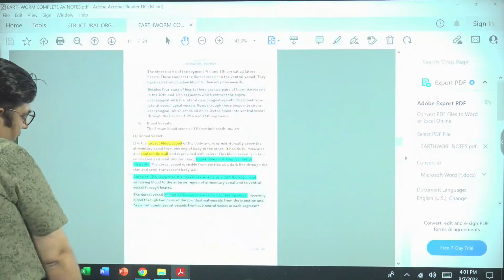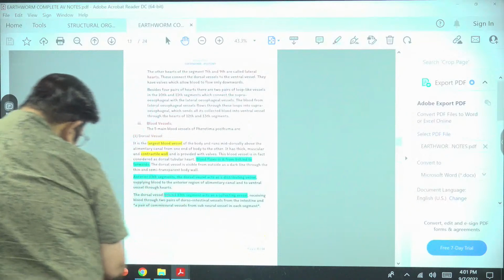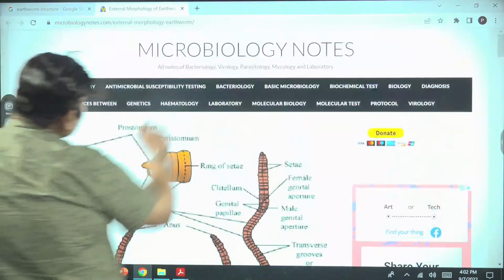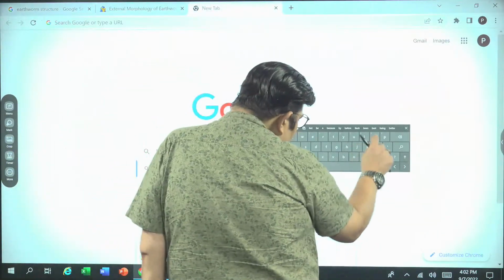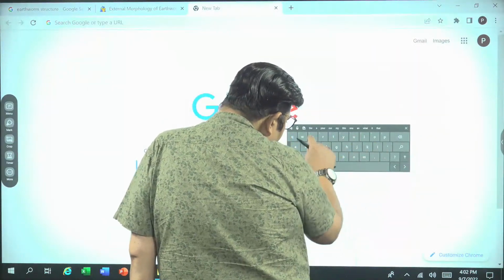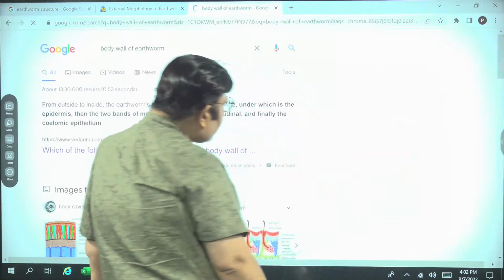Anyway, you will find the muscle layers, you will find the setae, and you will find the two muscles and the coelomic epithelium. So I can show you the body wall of the earthworm.